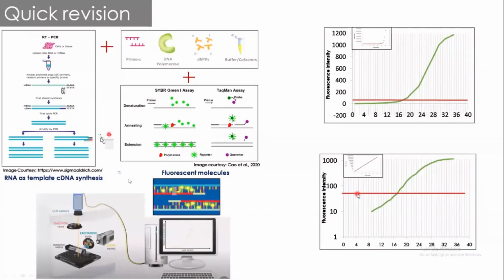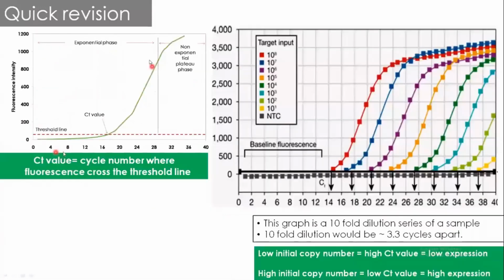Because of the ingredients which get depleted as the cycle number increases, at a certain point the PCR reaches its plateau phase, which is also called the non-exponential phase. However, what we need to understand is that we have to calculate the CT value in the linear scale of the exponential phase. So the CT value is the cycle number where fluorescence crosses the threshold line, and this threshold line we will see in the practical session.